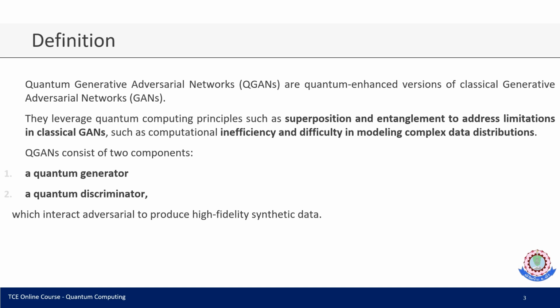As per the definition, quantum generative adversarial networks are a quantum-enhanced version of classical generative adversarial networks. Using quantum computing principles, we can use superposition and entanglement to address the limitations of classical adversarial networks, such as computational inefficiency and difficulty in modeling complex data distributions. A QGAN consists of two components, a quantum generator and a quantum discriminator, which interact adversarially to produce high-quality synthetic data.